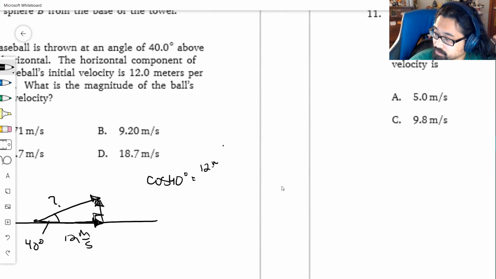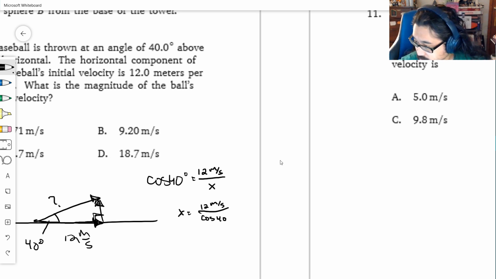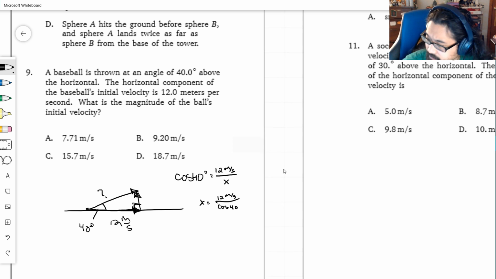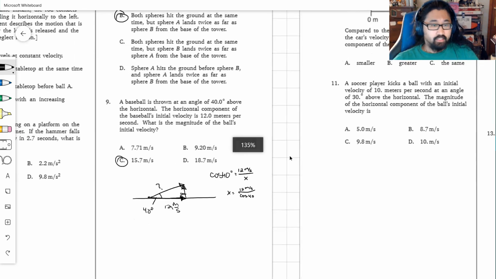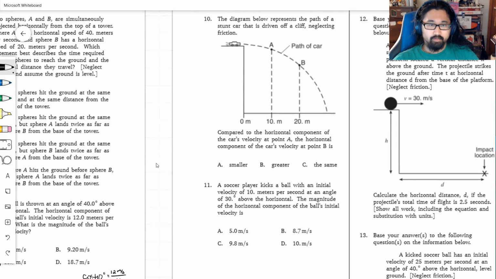Cosine of 40 is the adjacent side, 12 meters per second, over the hypotenuse. I'm just going to call it x. So if I do this, x is 12 meters per second over the cosine of 40. And I believe the answer was 15.7. It's 15.6 repeating. Again, making the picture, really important part there.